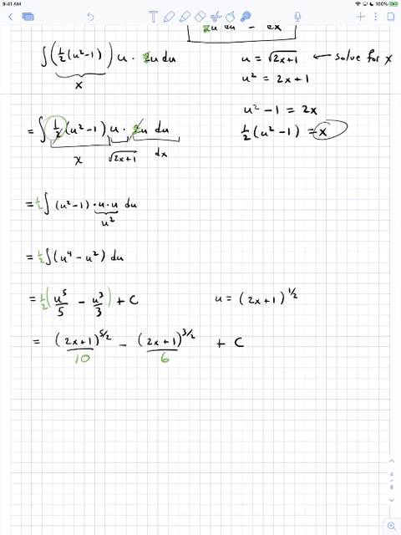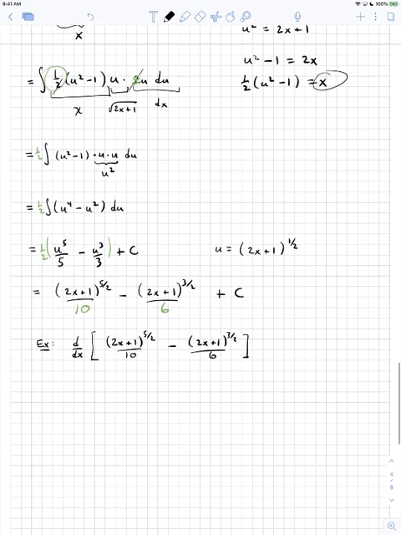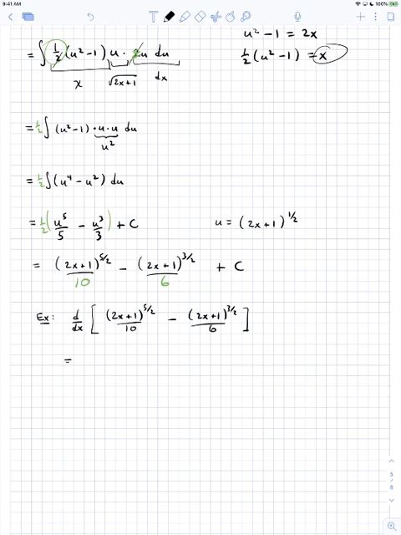Another way to make sure you have the right answer is to compute the derivative of what you got and see if you end up with the thing that you started with. Now in this particular type of example, it might not be obvious that it works, but let me show you. What you want to do is compute the derivative with respect to x of this expression. So you have (2x plus 1) raised to the 5/2 over 10 minus (2x plus 1) to the 3/2 over 6. Again, we don't need to worry about the plus c because if you differentiate the constant, it goes away. So we have to use the chain rule here.